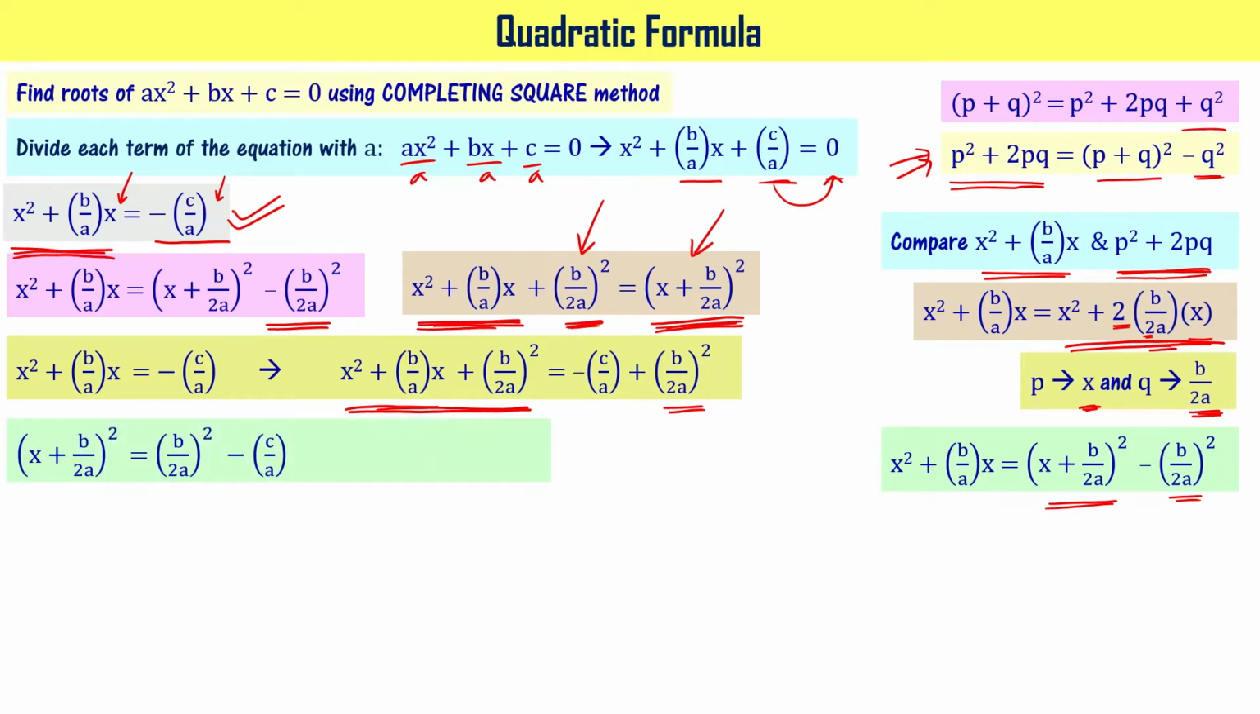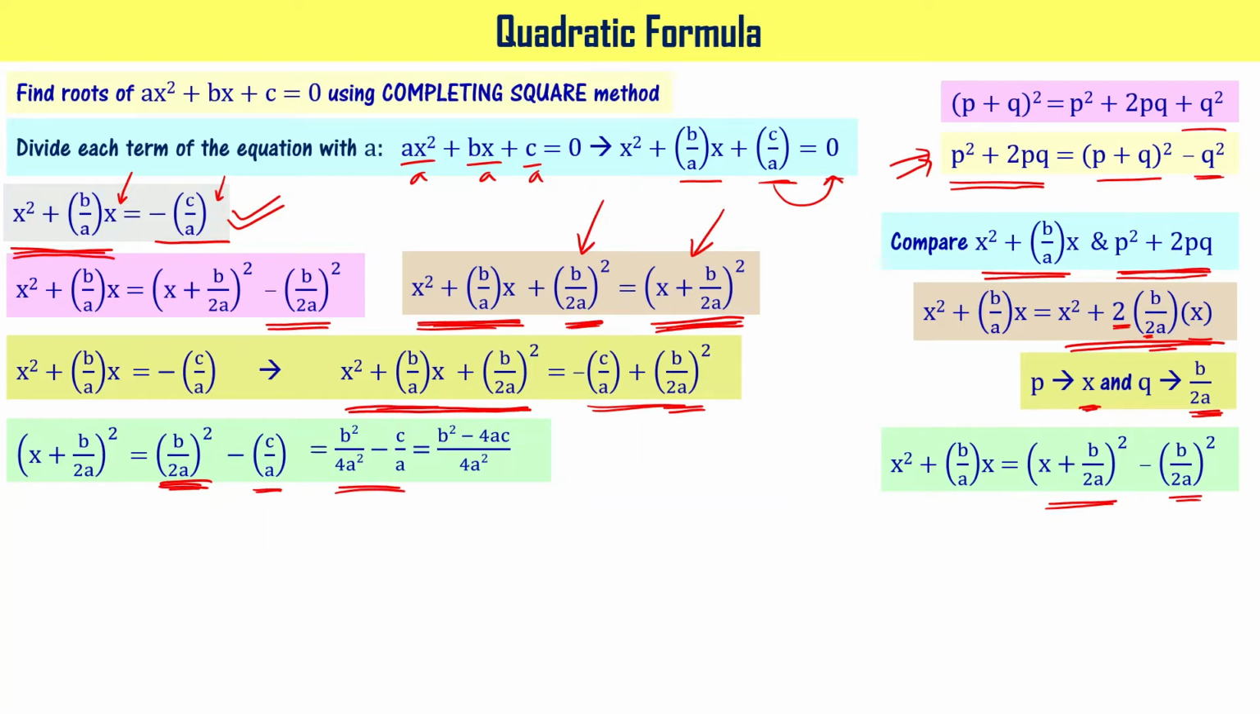x plus b by 2a whole square equal to b by 2a whole square minus c by a, right? I have rearranged this such that I can write it as b by 2a whole square minus c by a. Now look at this. I can write this as b square divided by 4a square, b square divided by 4a square minus c by a. I want to simplify this now.